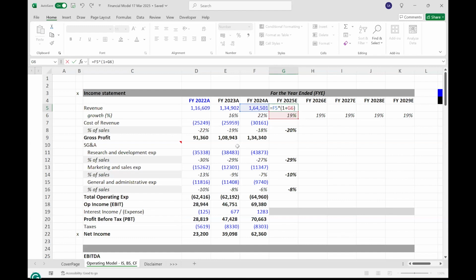So I will use this formula, which is previous into 1 plus 19%, enter. I will get my revenue for 25. Then I will drag it. So when I drag it, I will get 232, 275, 327, and 389.